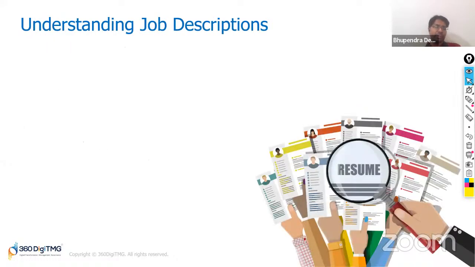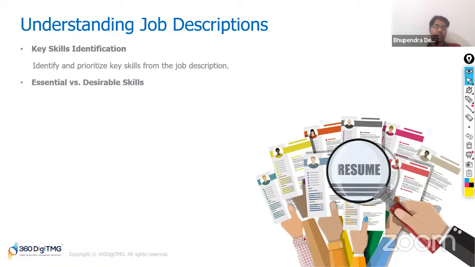Now, understanding the job description. It's very important to identify the key skills required. We need to identify and prioritize those key skills, as per the job description only. Talking about essential versus desirable skills: whenever we talk about a resume, there are two types of skills that we generally mention. First, essential skills. Second, desirable skills.